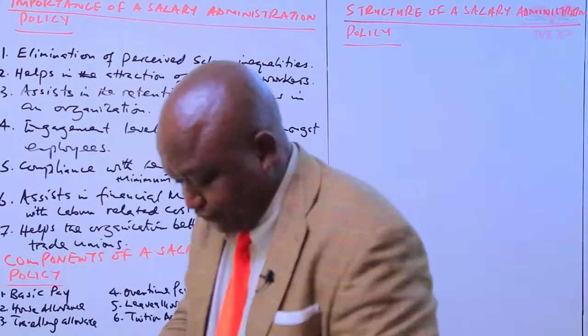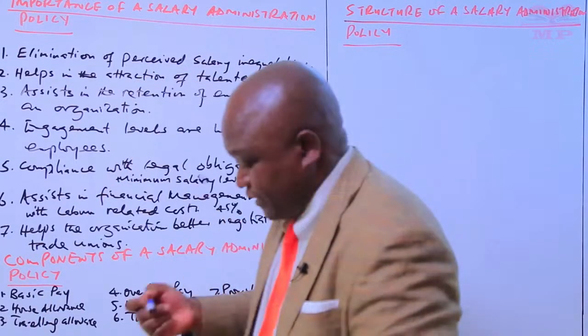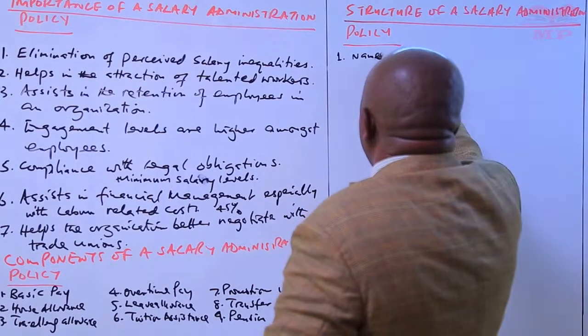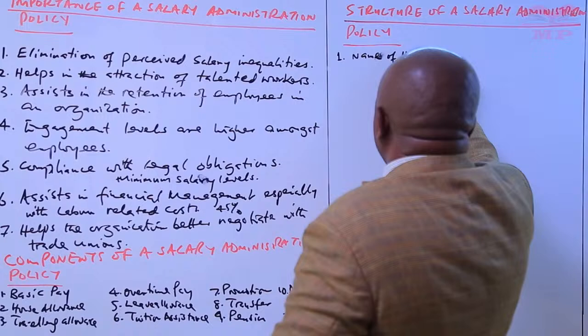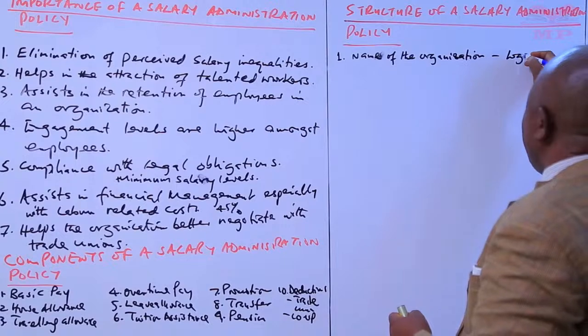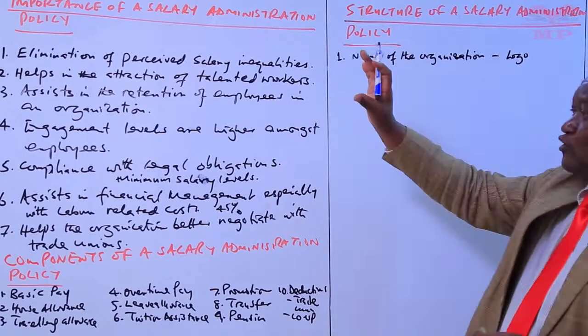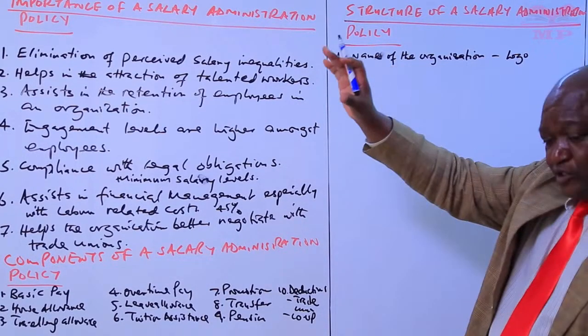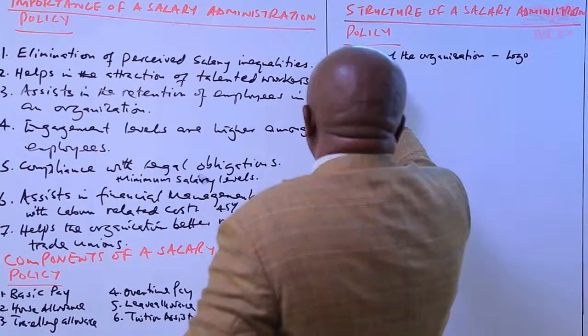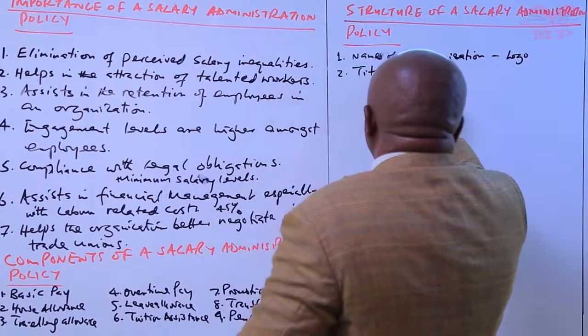So one, the name of the organization. So that becomes at the top, or maybe this one can be a logo. So you may have a logo showing that this is organization XYZ, this is the address and so on. Then 2, the title of the policy.